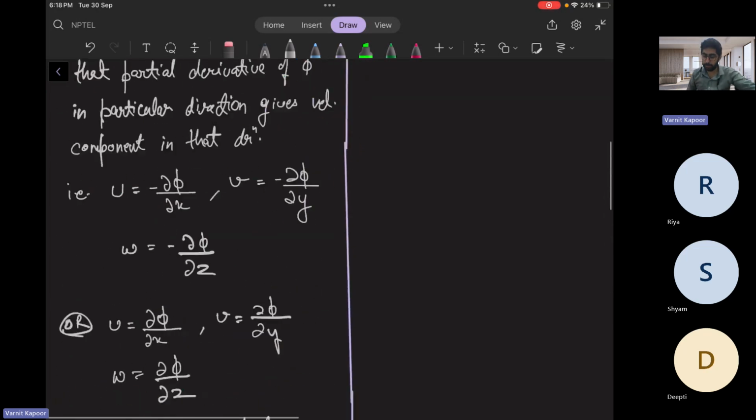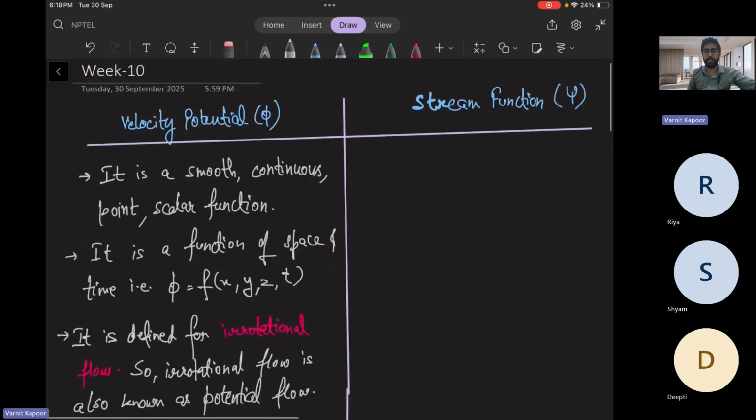Now let's come to the stream function. So what is a stream function? Again, it is a mathematical expression. It is a scalar point function, but not a continuous system. So there is a difference. The potential function was a point and scalar function that was continuous and smooth as well, but the stream function is a scalar and point function. Both are functions of space and time.